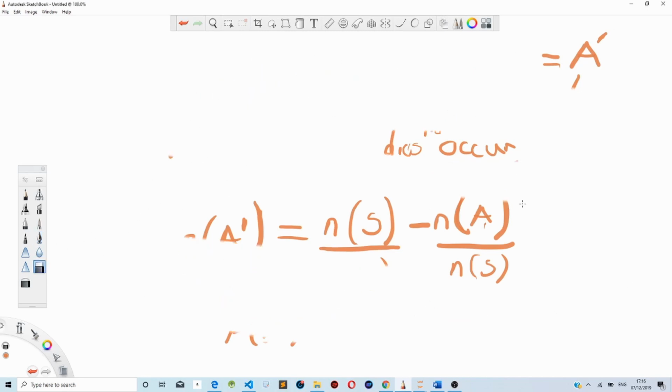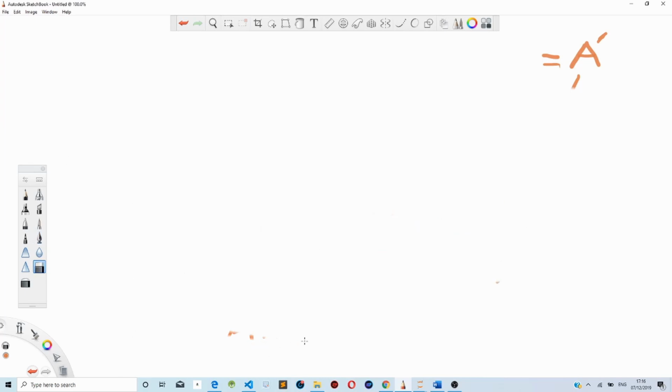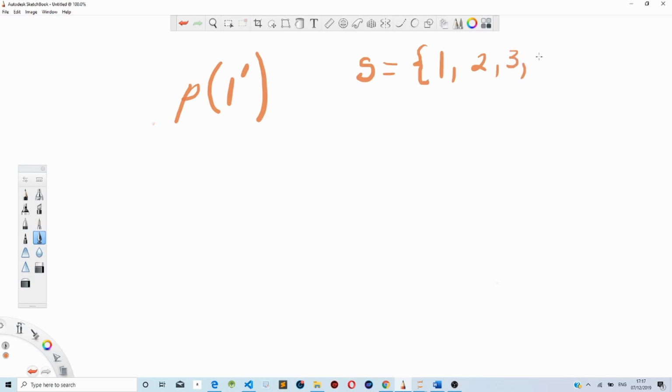Let me give you an example. So let's say we have a fair dice, and what is the probability that we do not obtain a 1? So if you remember, if we throw a dice, the possibility space has these elements, the total number of elements in the dice. So in this case, what's the probability that 1 does not occur?